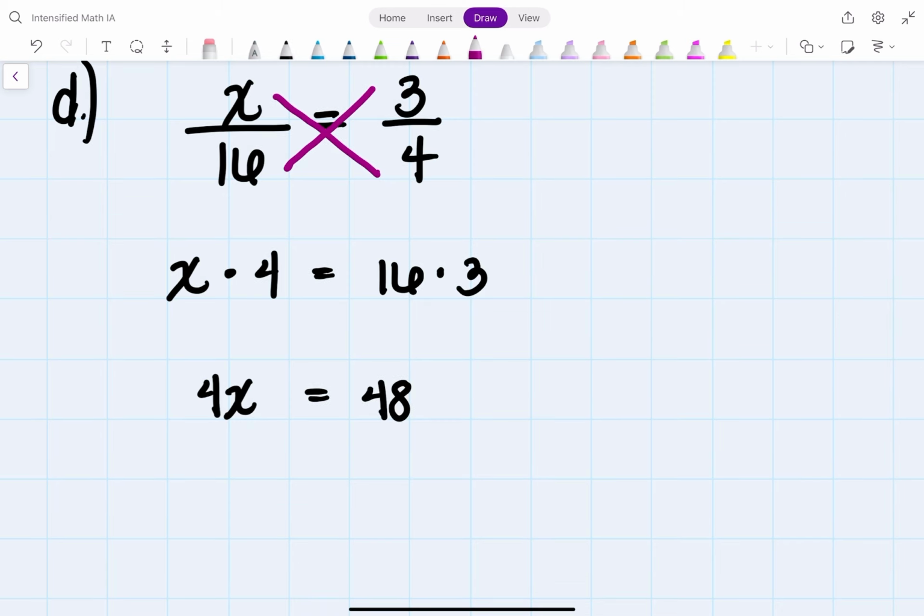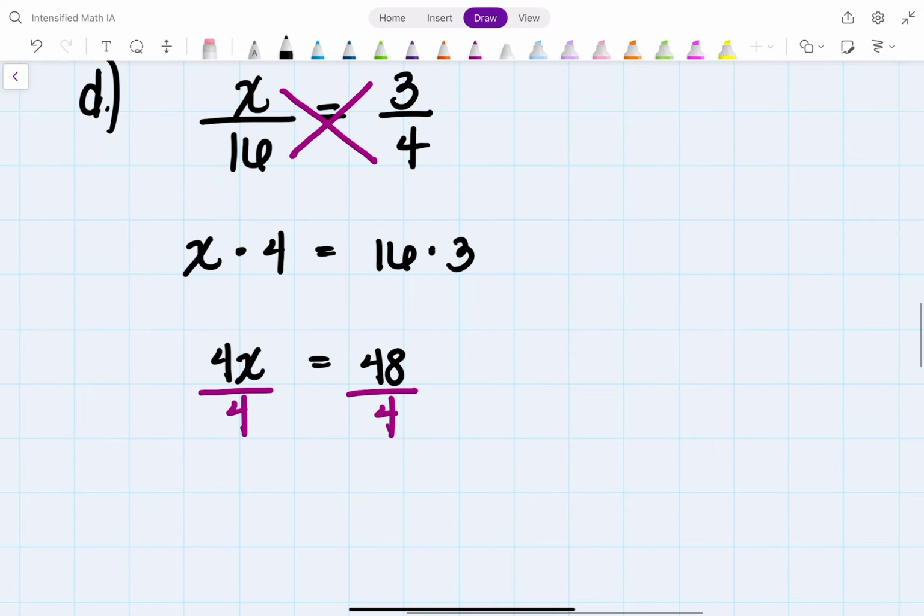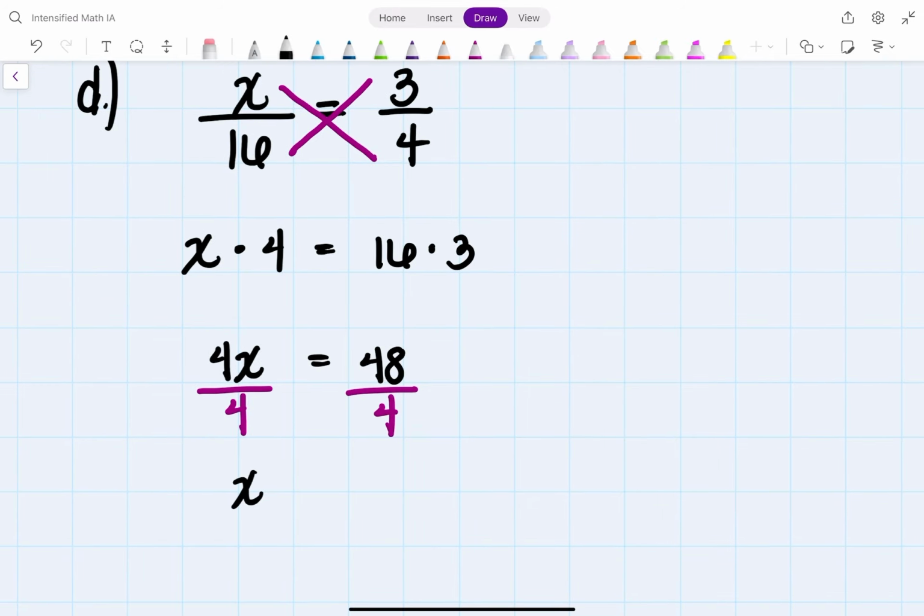Once again, the operation that's happening there is multiplication. The inverse of multiplication is division. So let's divide both sides by 4 to create a balance. And x in this case would be equal to 12.